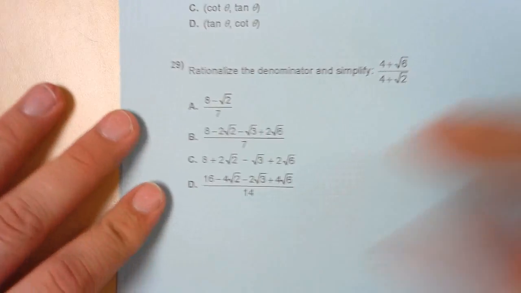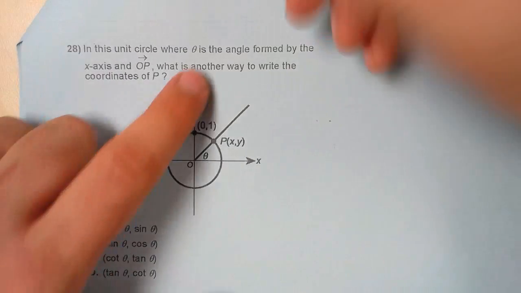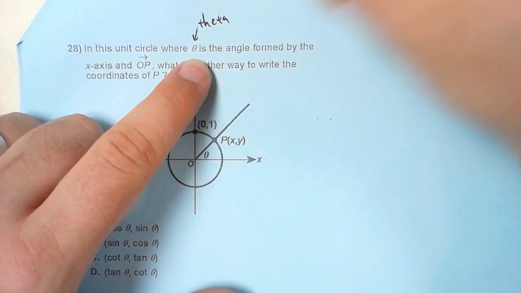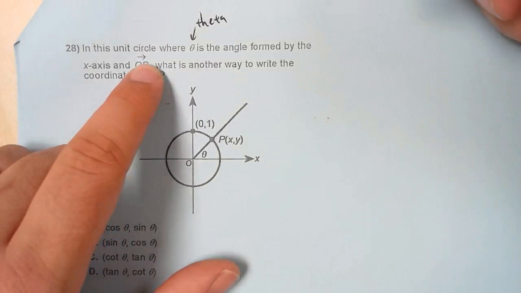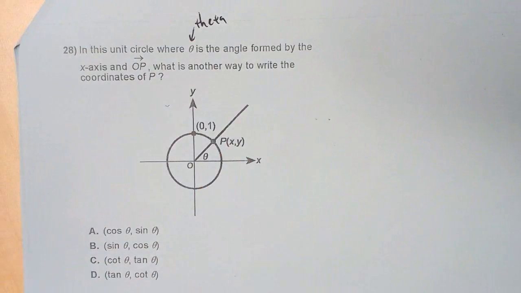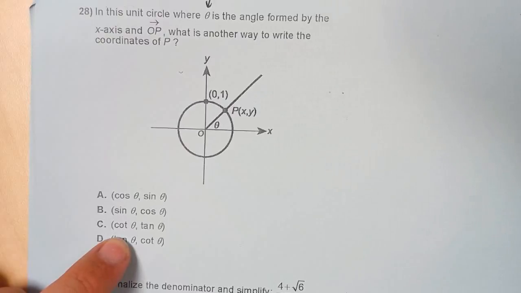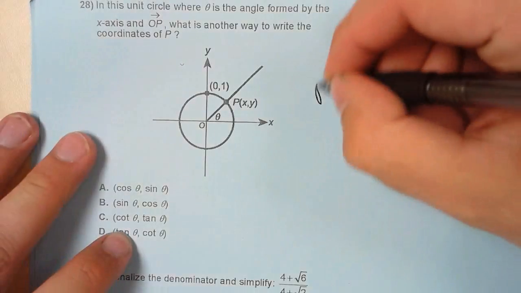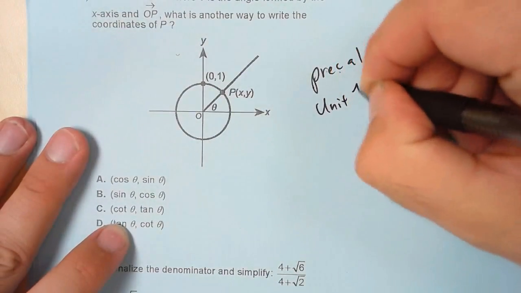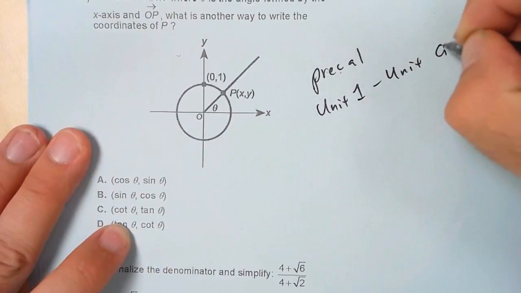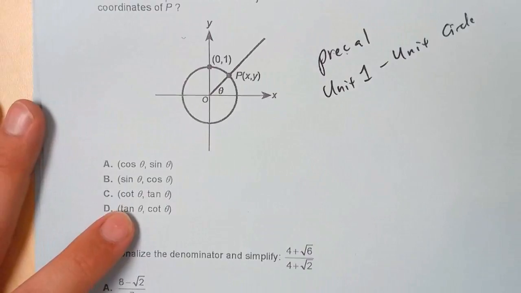Oh wait, 28. Believe it or not, this circle, it says in the unit circle where theta, which is this funky letter here, we pronounce this as theta, is the angle formed by the x-axis and OP. So that says the ray that starts at O and goes through P. What is another way to write the coordinates of P? And they're asking for a definition from trig, which I know is 100% the first unit you're going to do in pre-cal if you go to pre-cal. So this is like pre-cal unit 1, some more trig stuff, especially the unit circle, which is cool. I love it. I think it's awesome, but it's not worth our time to talk about this right now.